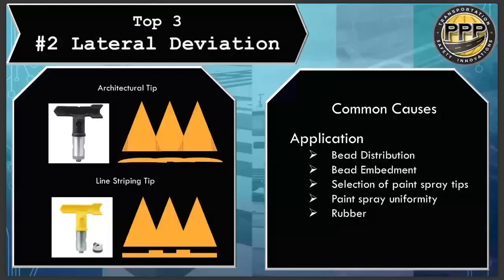Some common causes for non-uniform markings: the application is number one. Things like bead distribution or dispersement, embedment, we talked about that a little bit, and how that can affect it. The selection of spray tips. I've trained a lot of airports over the last 15 years, and have realized that they don't all use the same equipment, even right down to the type of tip. All I really want to say about this is that there's a right way to do things and then there's every other way. But you want to spray your paint or whatever coating uniformly.